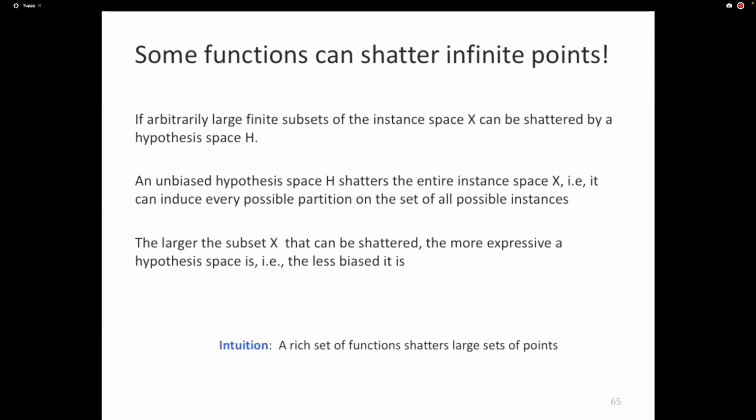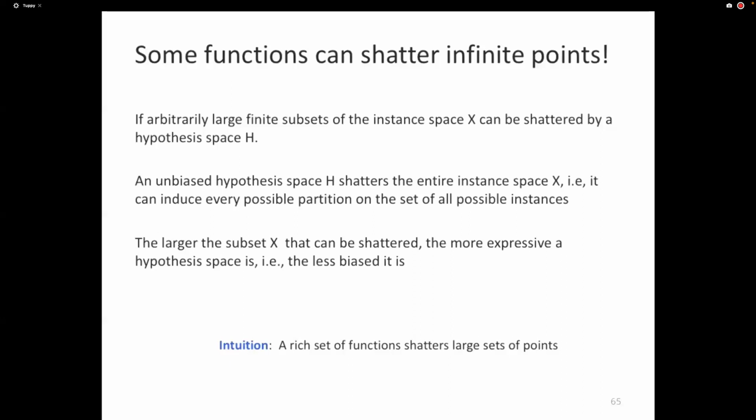So it is more likely that a function class that can shatter more points can be consistent with any data set, no matter what the data set. This leads to the intuition that the number of points that can be shattered by a function class is a measure of its expressiveness or its capacity.